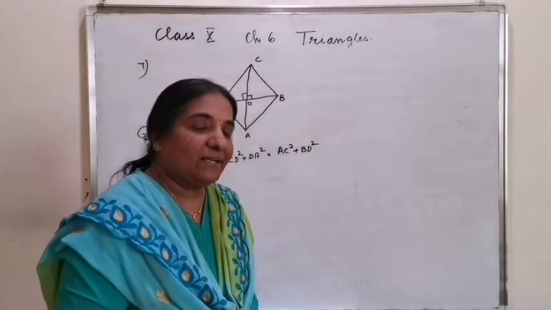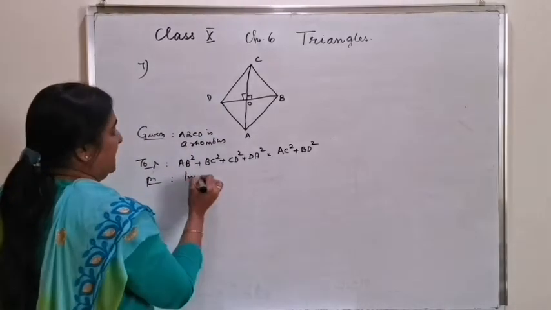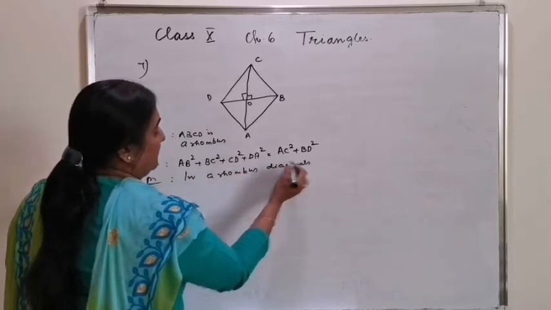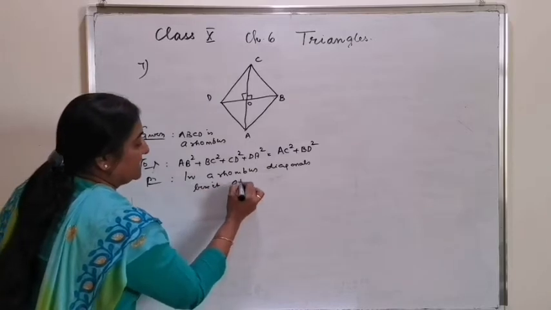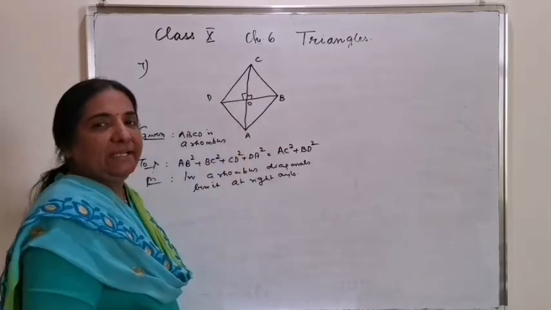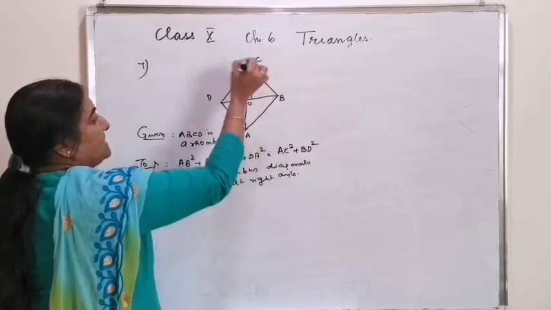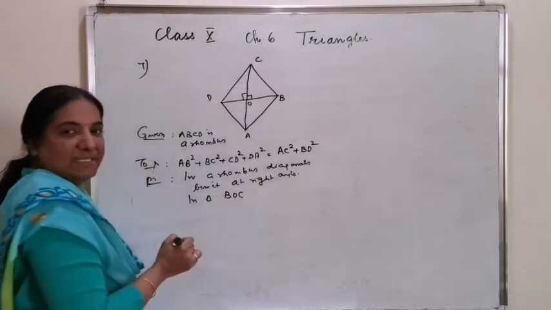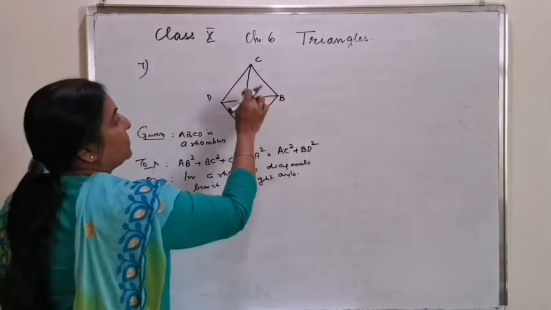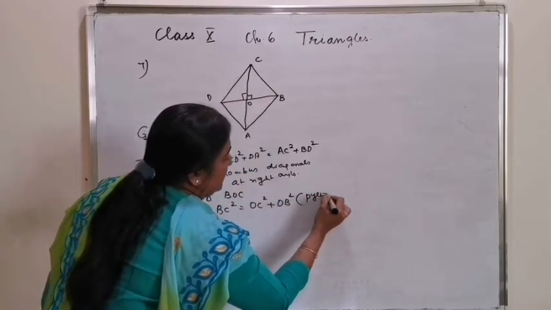What is the peculiarity of the diagonals of a rhombus? Diagonals bisect at right angles. In a rhombus, diagonals bisect at right angles. So you can prefer any one triangle here. In triangle BOC, BC square is equal to OB square plus OC square. You can write it as Pythagoras Theorem.